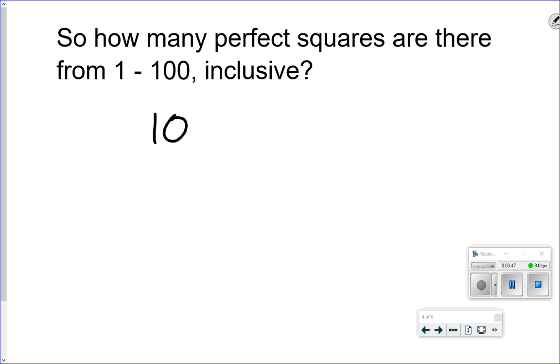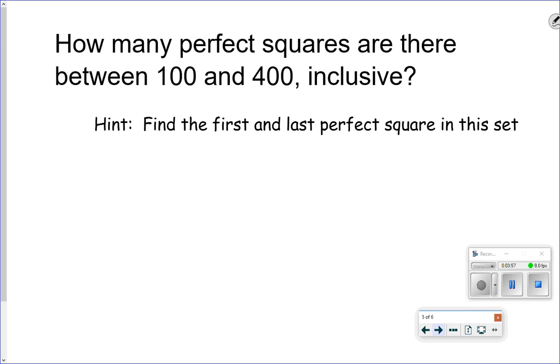You're not going to always have to list them when we're doing these. We just need to know how many of them there are sometimes. That one was a little easier because we could actually list them out. Let's look at the original problem we talked about and see how we could figure out how many perfect squares there are between 100 and 400 without having to list them. Or if we do list them, we don't want to actually find them. We'll list them in a different way. Your hint for this is to find the first and the last perfect square in this set, the smallest and the biggest.